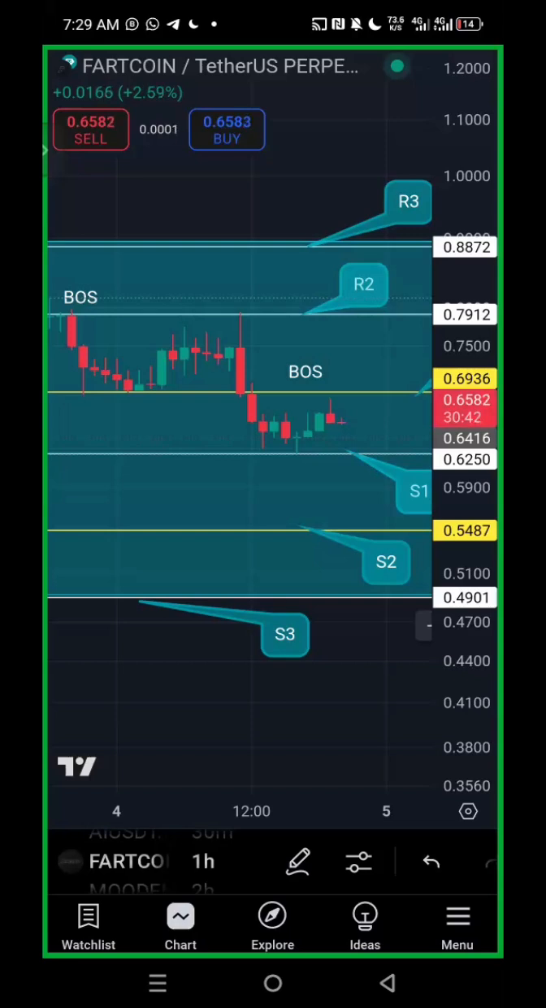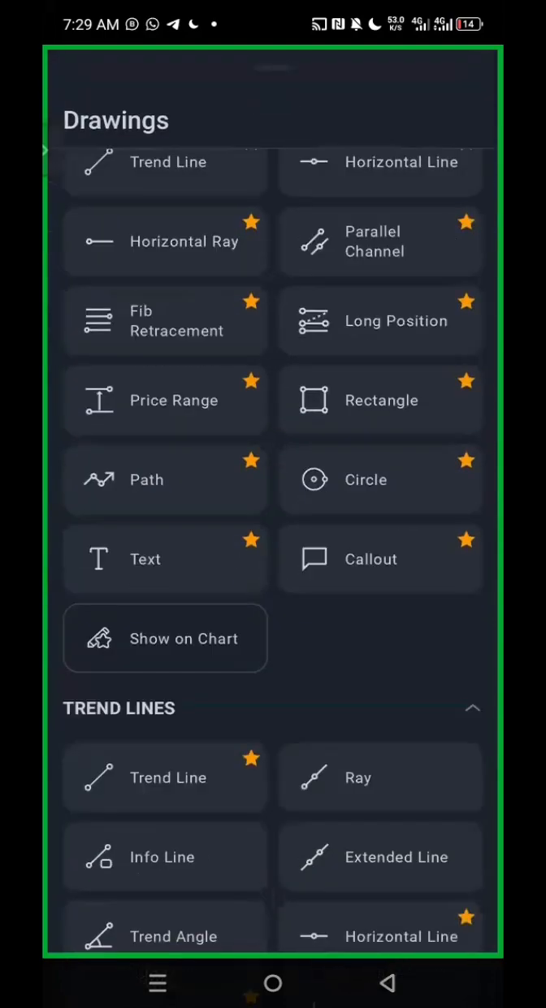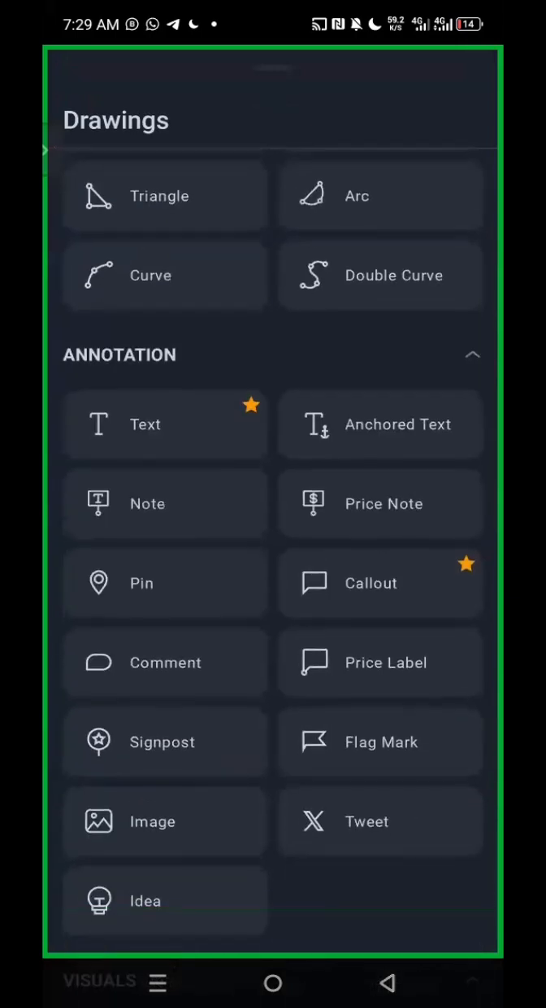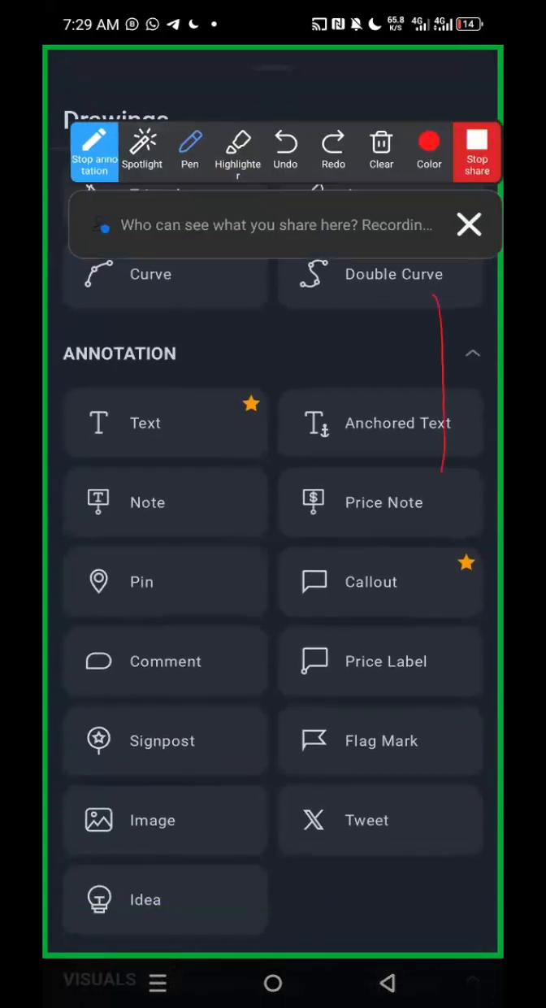Then the second scenario. How do you write this R1, R2 that you've written? Like, how do you put in the text? You come to the drawing tool and look for what we call the callout. It is under the annotations. It's called the callout. Yeah, you just put it on your favorite. So what you only do is you tap on it once and you take it to the very point you want to extend it from.